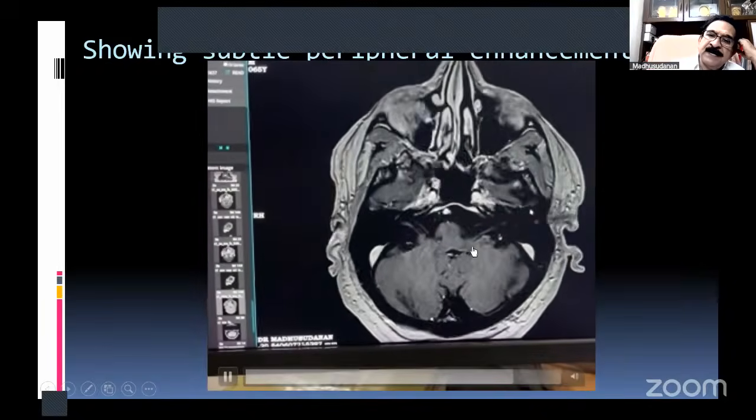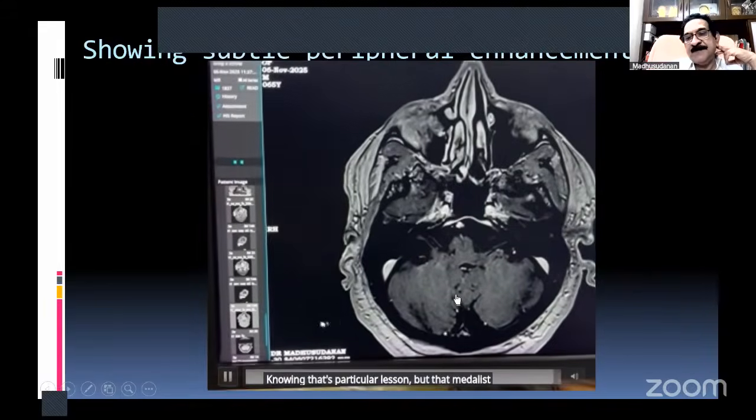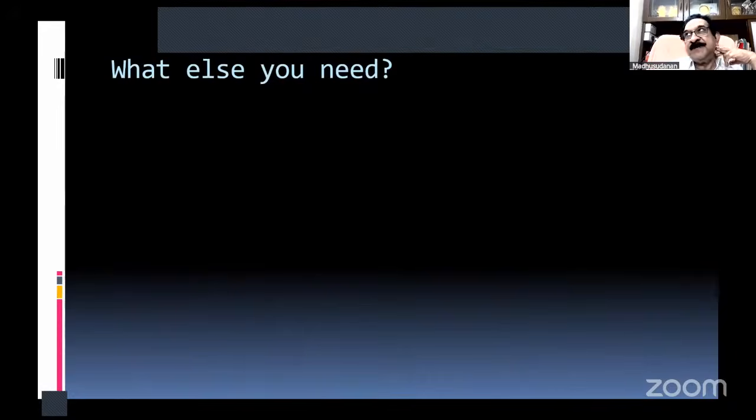No enhancement of the lateral medulla lesion. Lateral medulla lesion showed no enhancement. Hypodense. So what else do you need now?